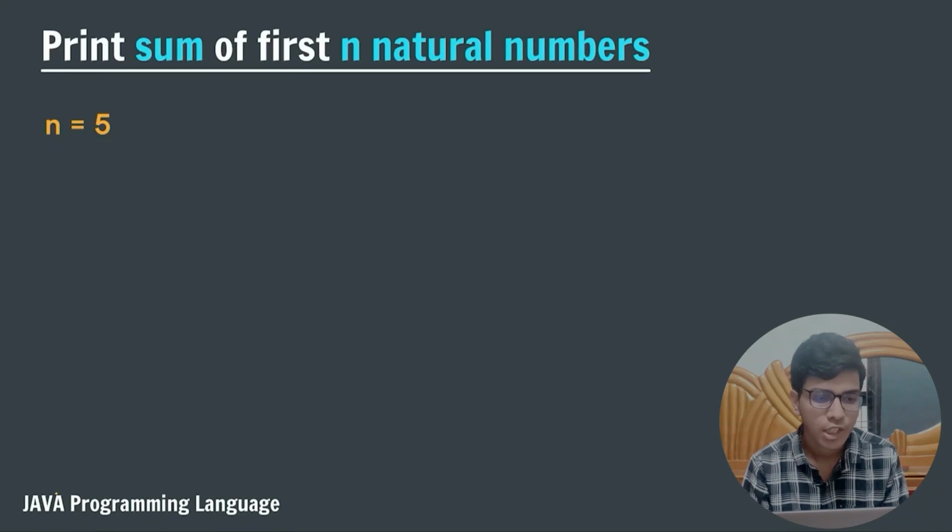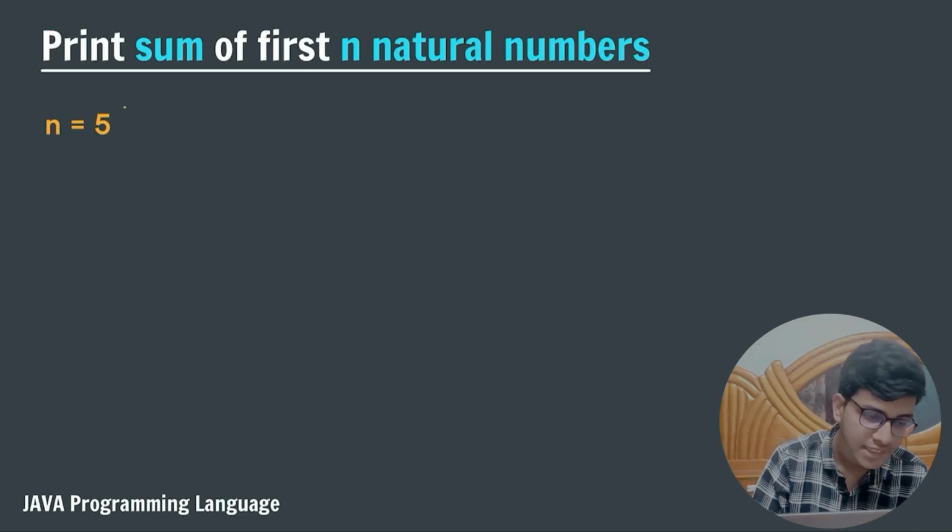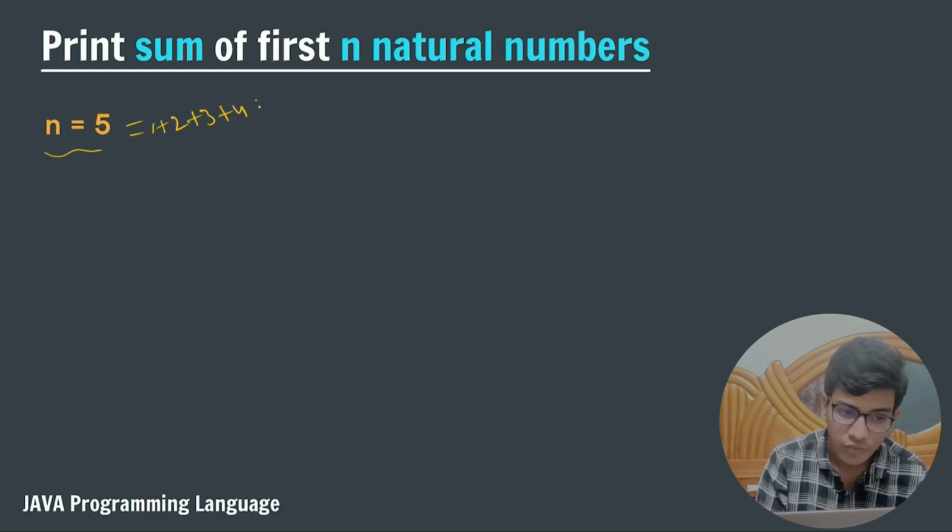Now in this question we have to print the sum of n natural numbers. In previous questions we have seen we have printed natural numbers from 1 to n, and here we have to print the sum of natural numbers up to n. Here let us consider that n is equals to 5. So we have to print the sum up to 5. So the output will be 1 plus 2 plus 3 plus 4 plus 5. That is, the output will be 15, right?